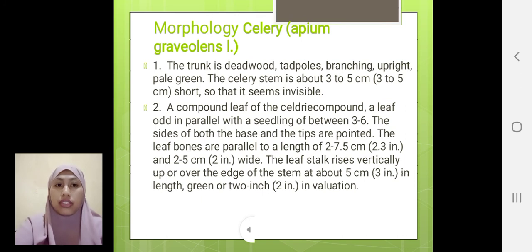Morphology: celery, Apium graveolens L. 1. The trunk is woody, toothless, branching, upright, and pale green. The celery stem is about 3 to 5 centimeters short, so that it seems invisible. 2. A compound leaf of the celery, with leaflets growing in parallel, between 3 to 6. The sides of both the base and the tips are pointed. The leaf veins are parallel, with a length of 2 to 7 centimeters. The leaf stalk rises vertically from the edge of the stem at about 50 centimeters.